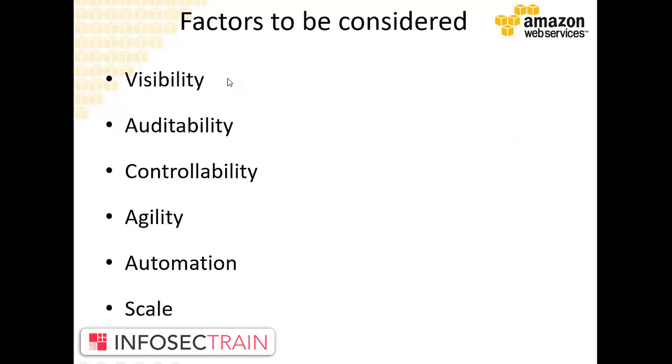So, these are the factors which we have to consider when we choose a service in Amazon. As a customer, I told you the responsibility can be shared, but still you have to consider a lot of factors when moving to the cloud, like the visibility, the auditability, the controllability, the agility, the automation, the scalability. So I hope you all know what scaling is very well.